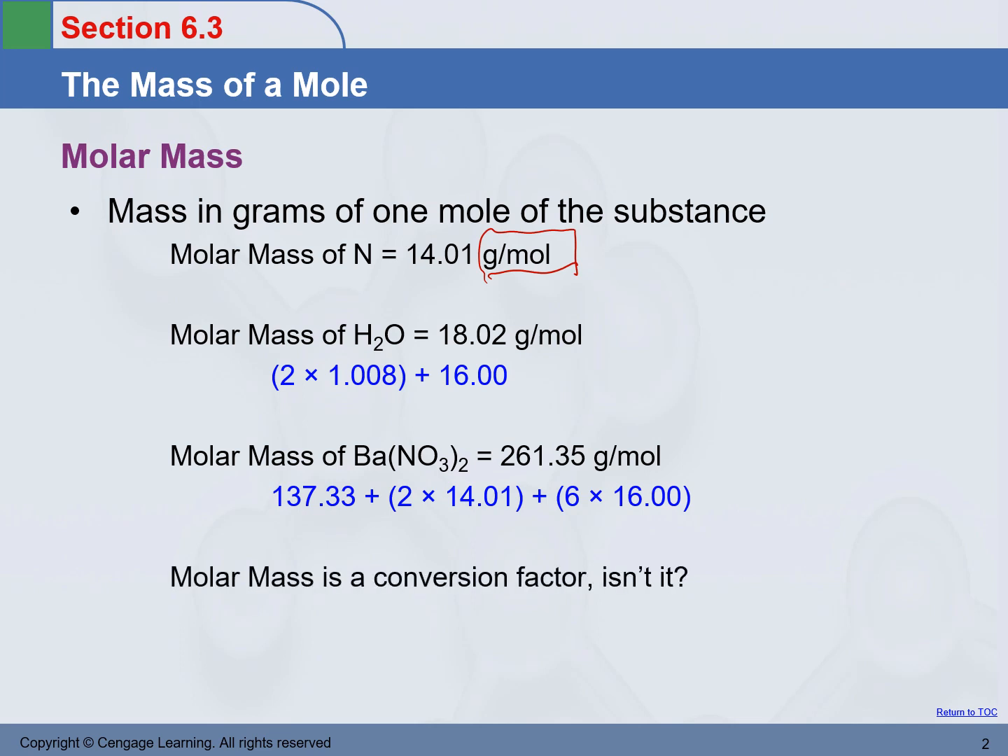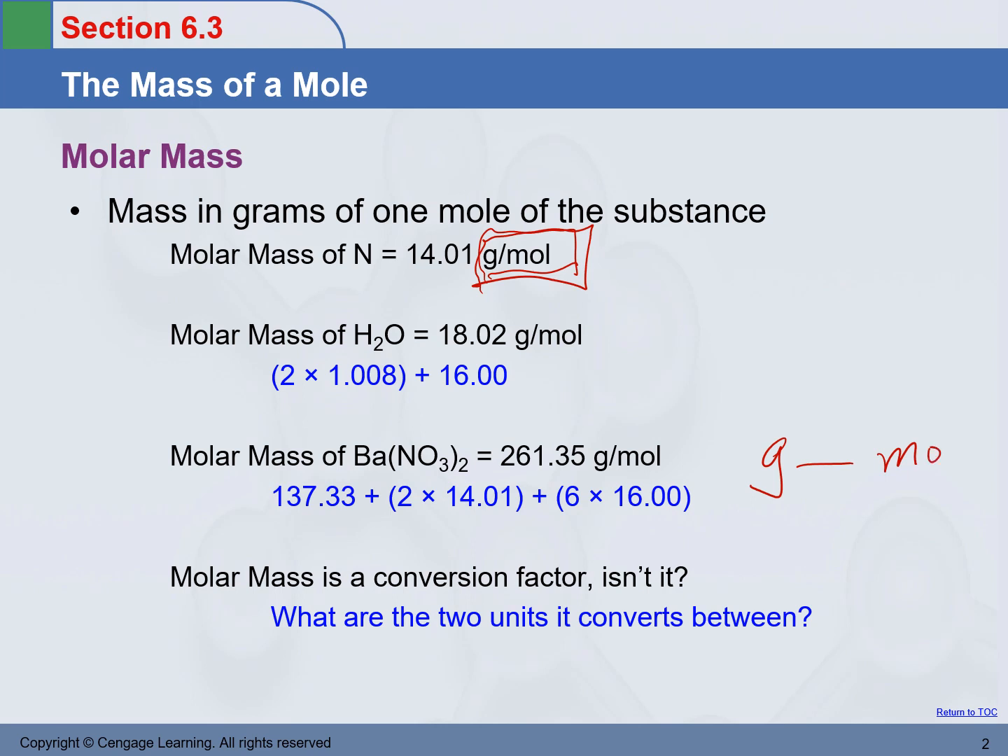Molar mass is a conversion factor, isn't it? Of course it is. It is a ratio. Look at the unit. It is a ratio of 2 different units, and a ratio of 2 different units is a conversion factor. When did we learn that? We learned that in chapter 2, dimensional analysis. Then what are the 2 units it converts between? It converts between grams and moles, back and forth. When the grams of something is given and moles is wanted, or moles of something is given and grams is wanted, you need the molar mass as the conversion factor.